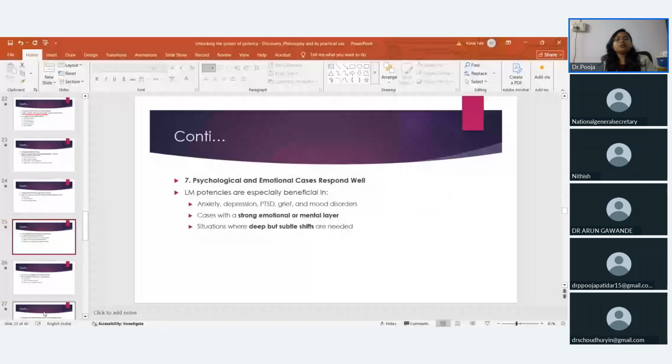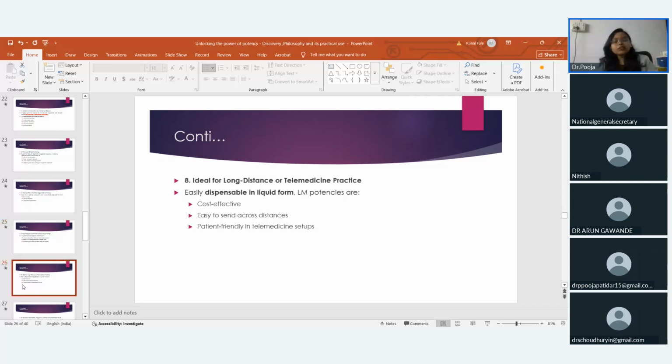LM potency in psychological and emotional cases gives a good response, especially in cases of anxiety, depression, grief, mood disorder. In these kinds of cases, we can easily give the LM potency. And these potencies we can easily dispense through telemedicine. We can easily send them over a long distance. It is cost effective, easy to send all over the world, and patient friendly in a telemedicine setup.